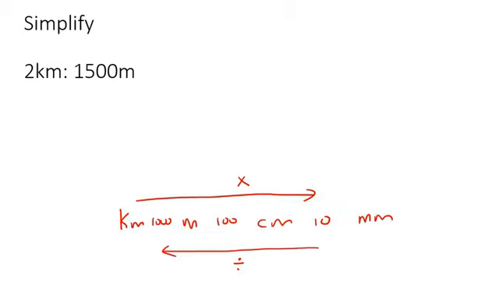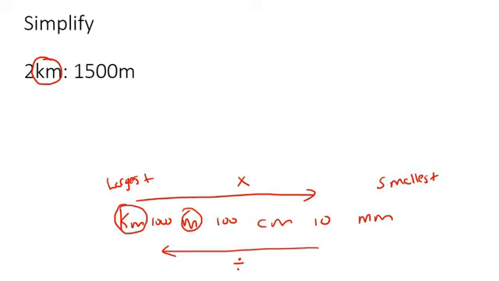Here's the next one. So here we've got kilometers and meters. We said that you must always choose the largest unit. Remember, the largest unit is here on the left, and the smallest unit is here on the right hand side. So kilometers is a larger unit than meters. What that means is 1 kilometer is larger than 1 meter. So we're going to change this one, from kilometers to meters.